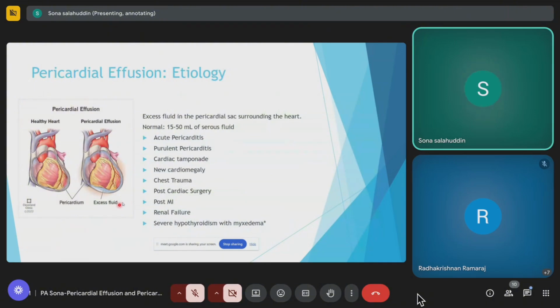So a pericardial effusion is when there's excess fluid in the pericardial sac surrounding the heart. Right here, you can see that in this picture versus a healthy heart without effusion. Normally, it should be between 15 to 50 milliliters. The causes are pretty similar to pericarditis: having acute pericarditis in the past, cardiac tamponade, new cardiomegaly, trauma, post-surgery, post-MI, renal failure, and then pericardial effusions can happen with severe hypothyroidism with myxedema.